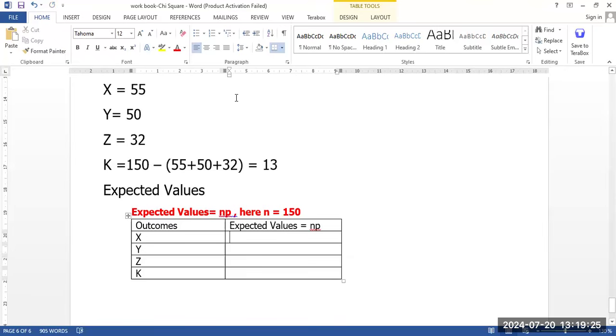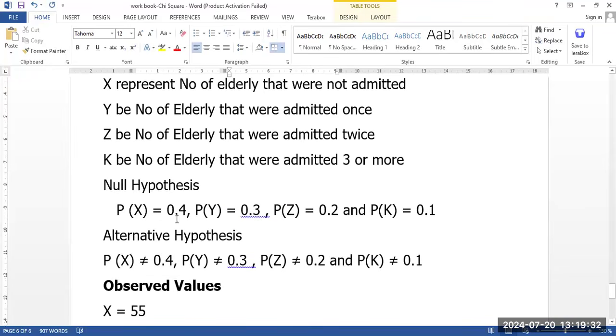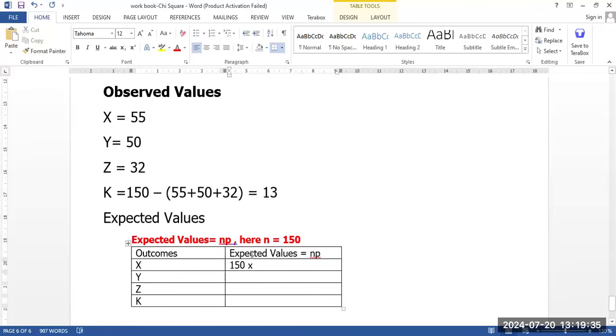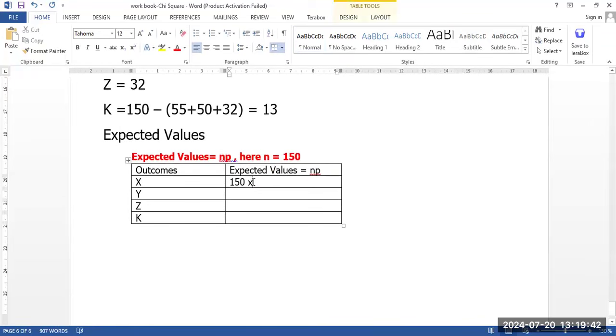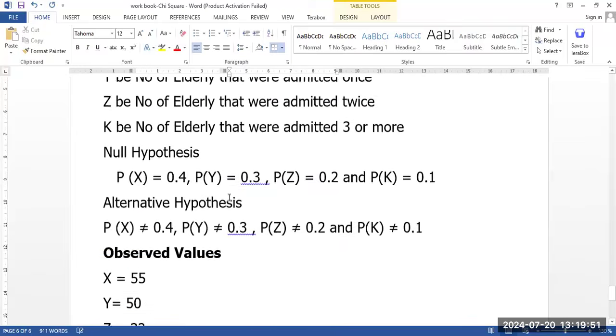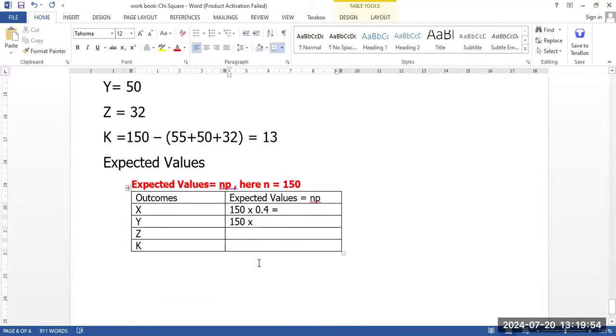N, like the first figure, N is 150 times what is the probability, what is P? For X, what is P? P is this one, 0.4. Do the same here, 150 times 0.3. So you will follow that up to the end.